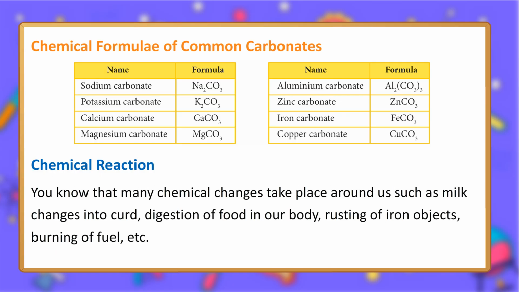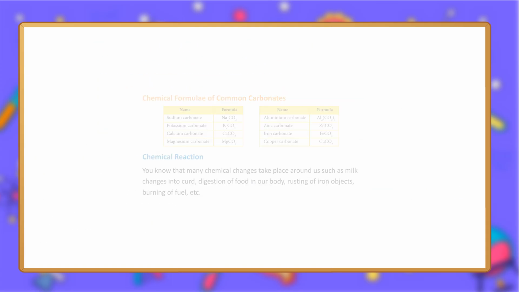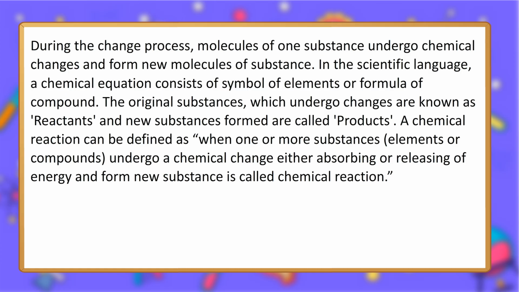Chemical reaction. You know that many chemical changes take place around us, such as milk changing into curd, digestion of food in our body, rusting of iron objects, burning of fuel, etc. During the change process, molecules of one substance undergo chemical changes and form new molecules of substance. In scientific language, a chemical equation consists of symbols of elements or formulae of compounds. The original substances, which undergo changes, are known as reactants, and the new substances formed are called products.